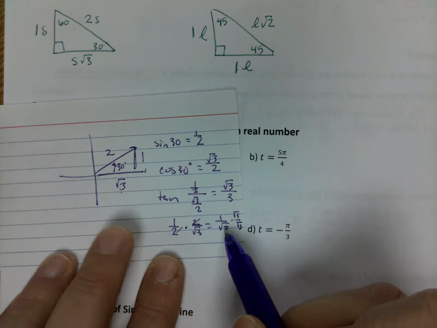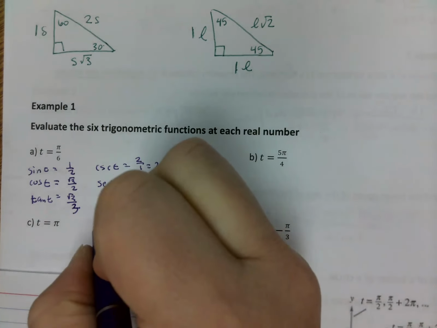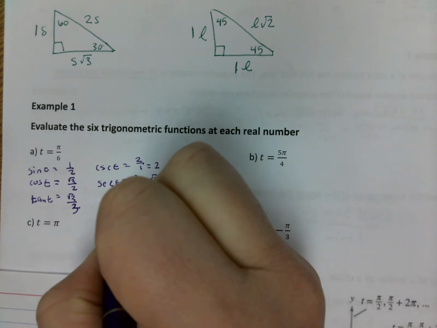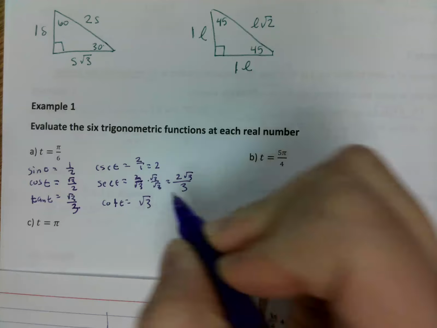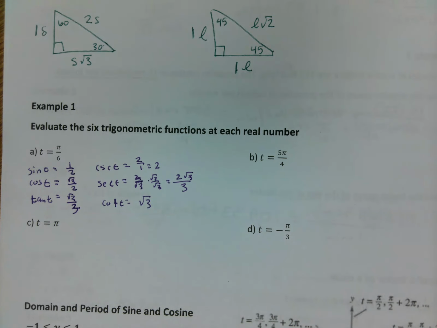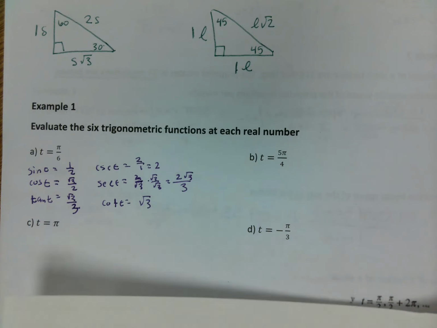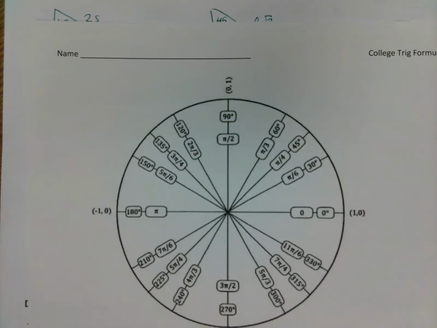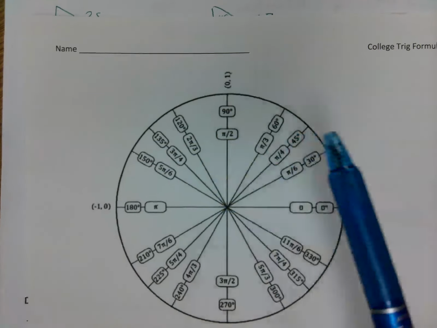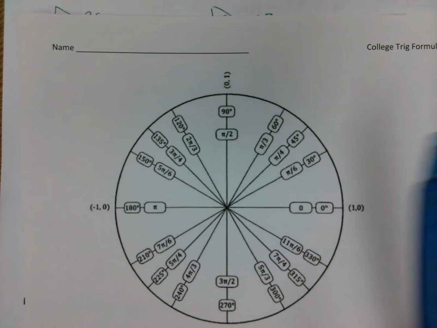So if I flip the reciprocal of that, that's just going to be square root 3. So cotangent is going to be just the square root 3. So right now, I want you to try to do B by yourself. Now, 5 pi over 4, if I look at this, 5 pi over 4 is going to be right here.